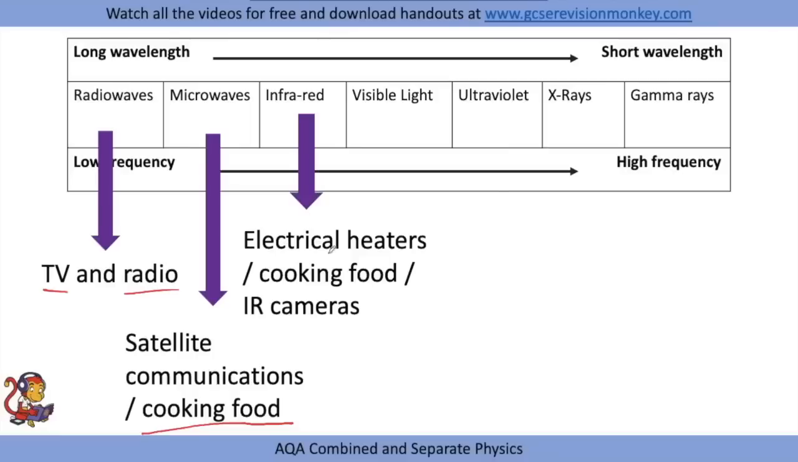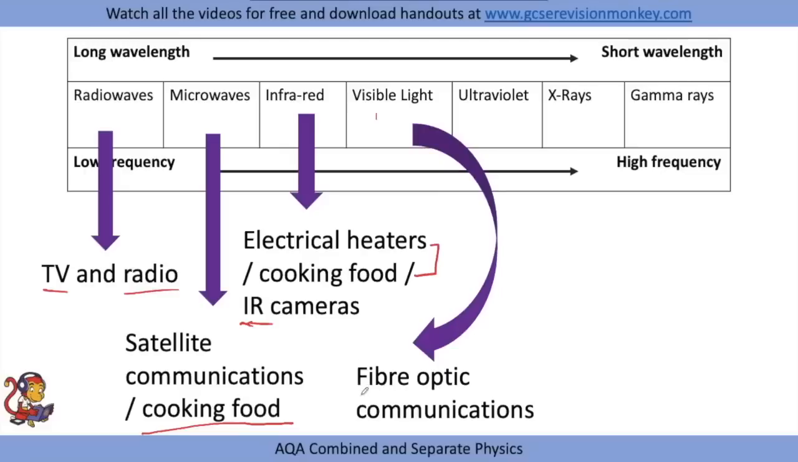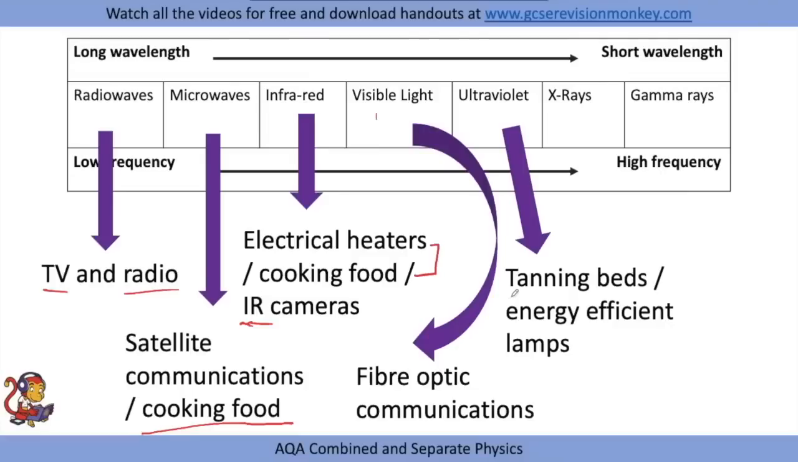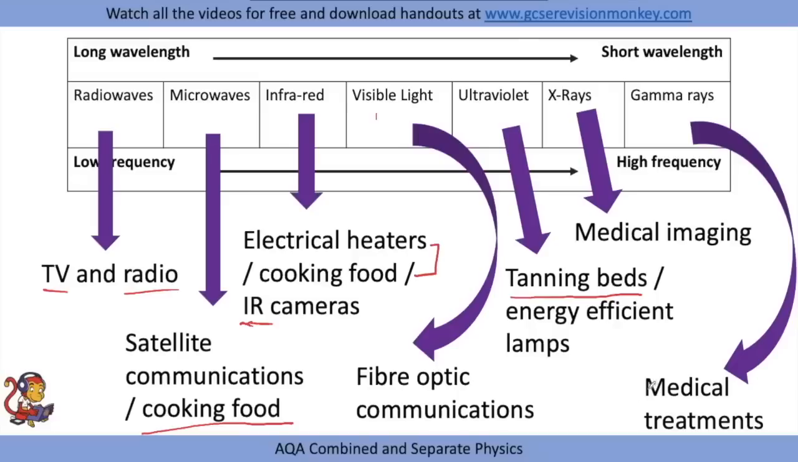Infrared radiation is used in electrical heaters and cooking food. So both of these will obviously glow red because it's close to the red part of the visible light spectrum as well. And also infrared cameras, which will detect infrared light rather than visible light. So the heat or infrared coming off of objects will be detected by those cameras. Visible light is used for fibre optic communications. Ultraviolet light is used for things such as tanning beds or energy efficient lamps. X-rays are used for medical imaging, and gamma rays for medical treatment. So gamma rays are often used to kill cancer cells, for example.